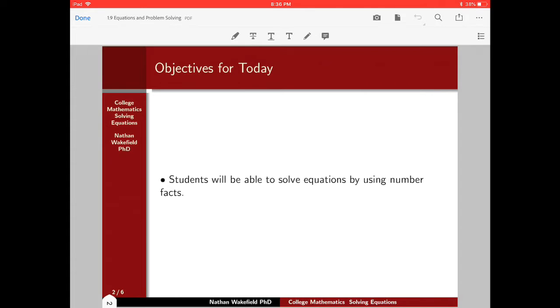So the goal for today is that you'll be able to solve equations using the basic number facts that we've been going over up to this point.